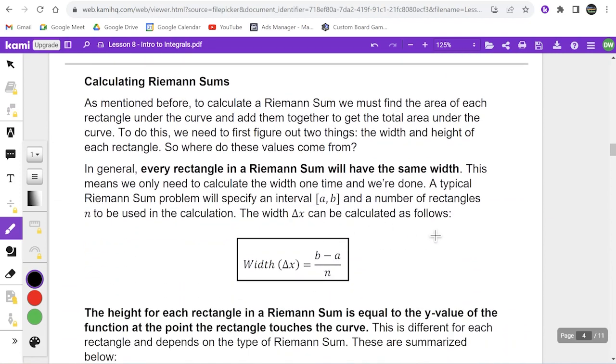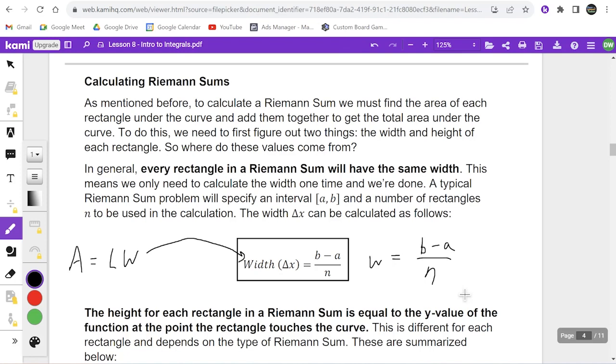Now let's talk about how you calculate the Riemann sum, which is basically adding a bunch of rectangles together. So just real quick, area of a rectangle, hopefully you know this, is length times width. And the width in this case, we call delta x. I'm going to call it w for width though, just so you know. I'm going to say w equals (b minus a) over n, where b is the higher number, a is the lower number, and n is the number of rectangles you have.